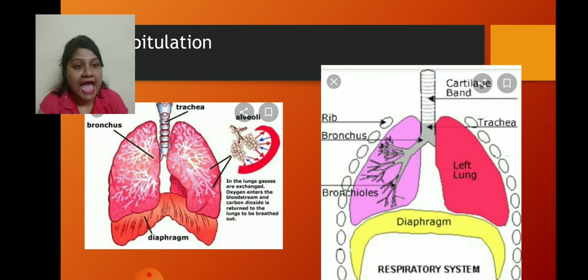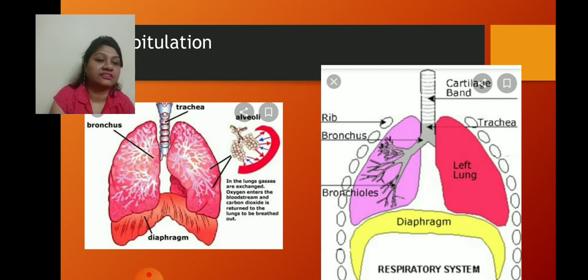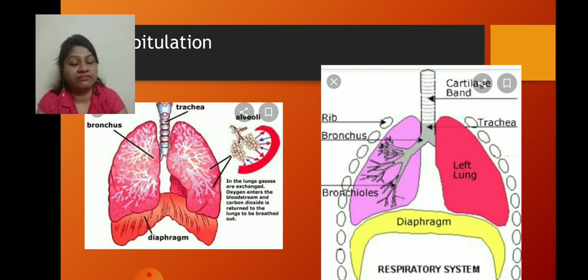You understand? And students, once you look at this picture, you can see the left lung is red in color and the diaphragm is in yellow color. Okay, you see that, you will understand.